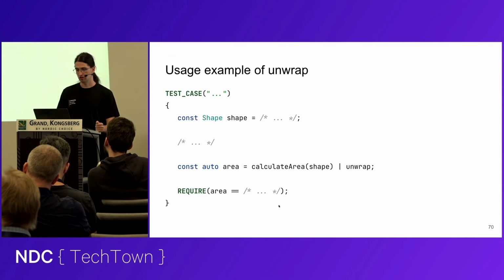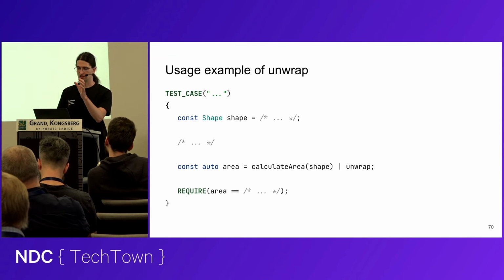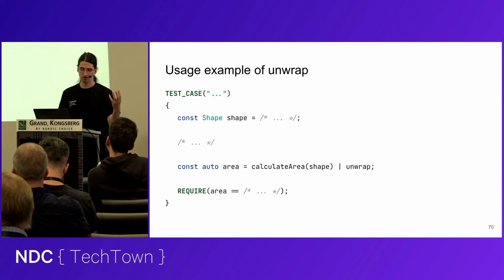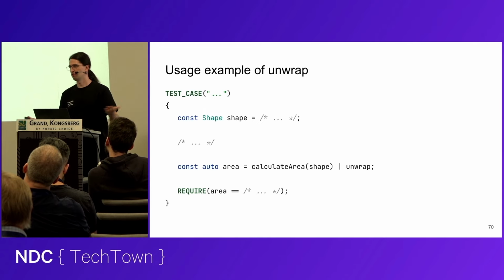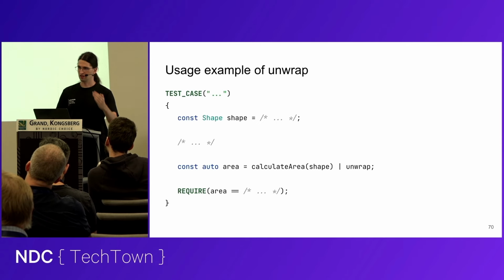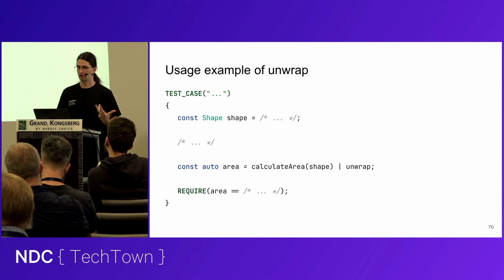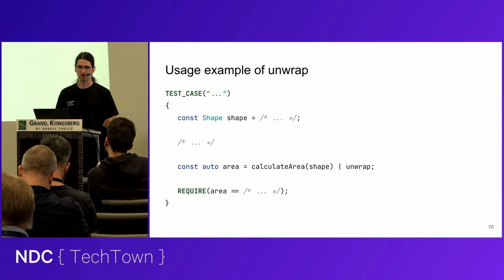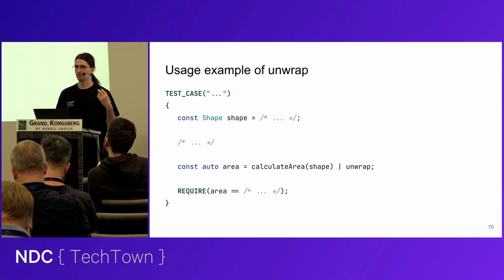For the usage example, we have simply a test case. We, for instance, get some shape. We calculate the area of this shape. And then we can do pipe unwrap. In this case, we can have linear code. That fails normally if there is something wrong, and that doesn't fail, or just returns you a value, if nothing is wrong. That's the alternative approach to how you can test your code even without monadic operations, but still staying quite safe.